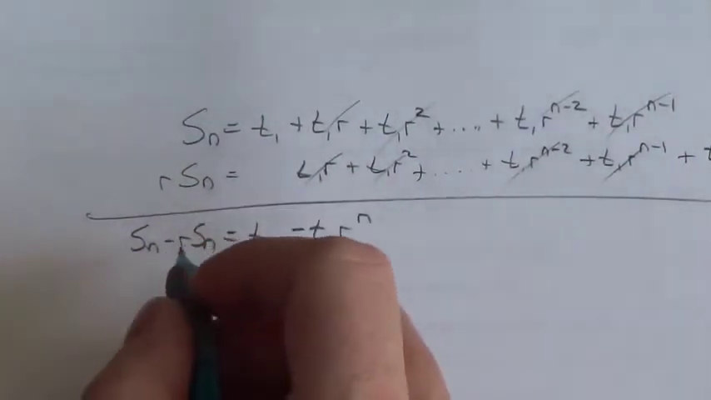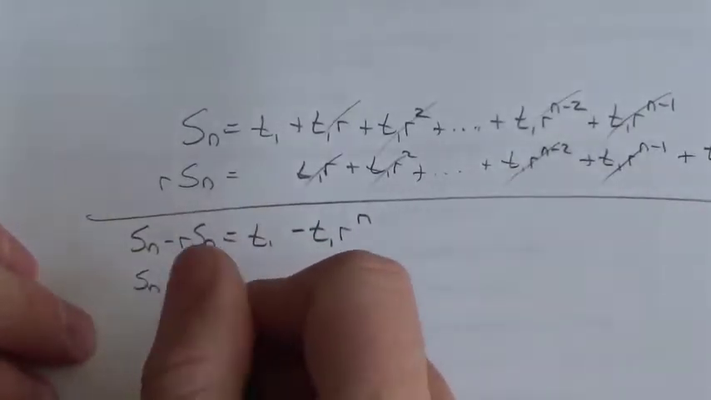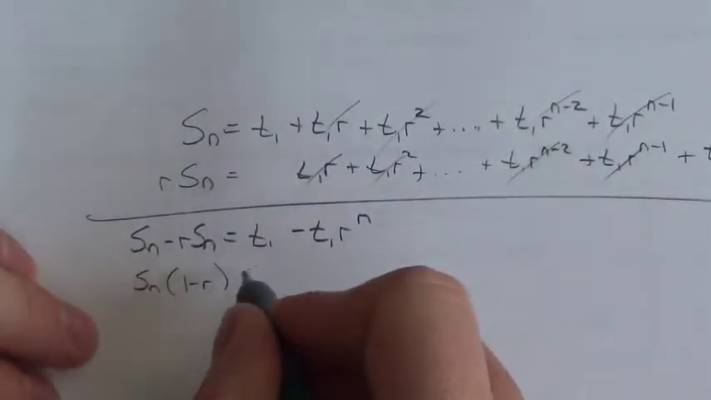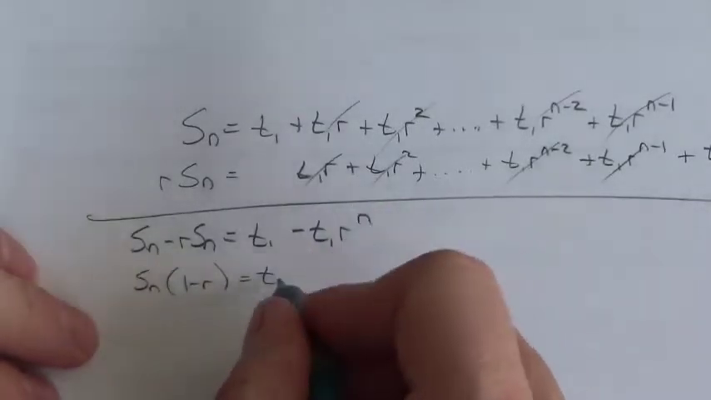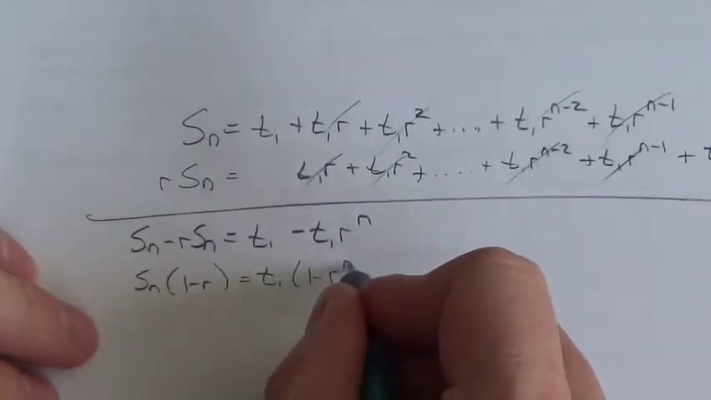And actually this makes things a little bit easier here because I can factor out the Sn on the left-hand side, 1 minus r. I can factor out the t1 on the right-hand side, t1 times 1 minus r to the n.